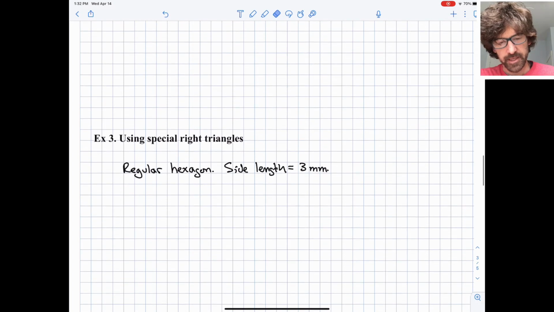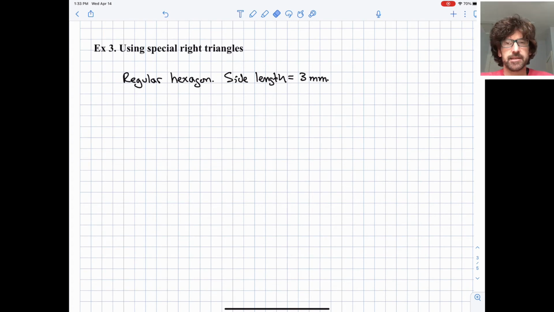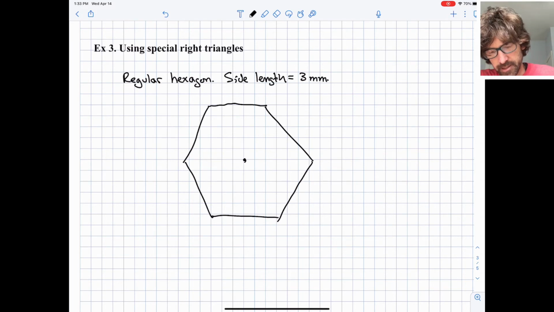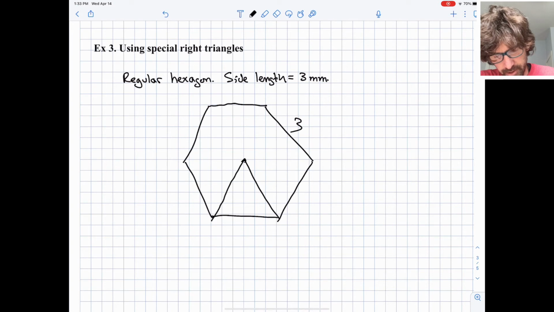All right, so let's apply some of that. Here we have a regular hexagon whose side length is 3. So this is a little bit harder. I'm going to draw a rough sketch of a regular hexagon. I'm not going to worry too much about it being perfectly to scale, and I don't think you need to either. So, rough sketch of a regular hexagon, side length is 3. And I always like to draw one of these little triangles, label the apothem, and then half of the side length would be 1.5. Our challenge here, though, is to find the apothem.